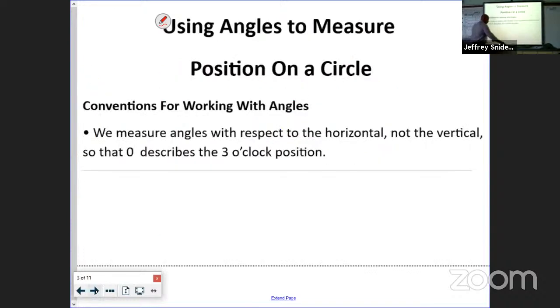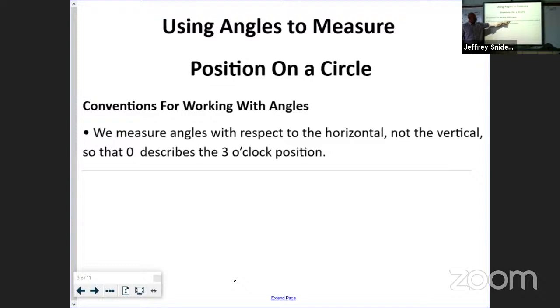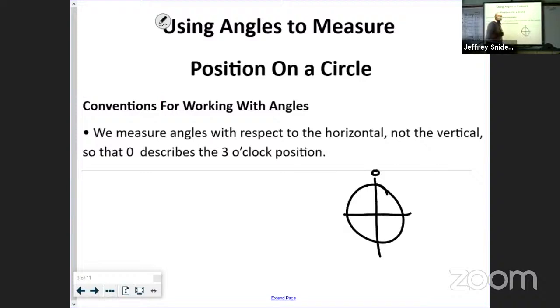Now, we didn't really state it yesterday this way, but when we're talking about angles on a circle, we need to make sure that we are always going to measure our angles with respect to the horizontal. That's where we always start, not the vertical. So we don't start up here. Is there any circle in the real world that has a 0 up at the top?